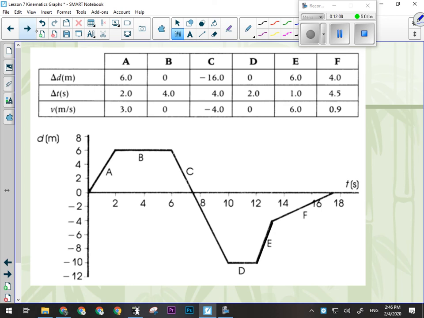And we just finished saying that the slope of a line on this type of graph represents velocity. The steeper it is, the faster it's going. Those are the types of interpretations you'd be asked to do. All right, here are some of the calculations you'd be asked to do. What's the total displacement of that object over the whole trip?